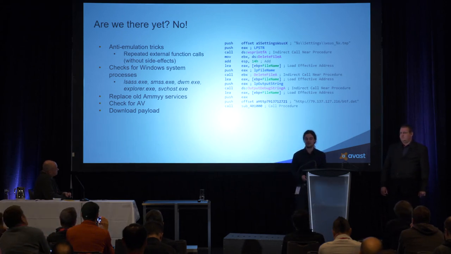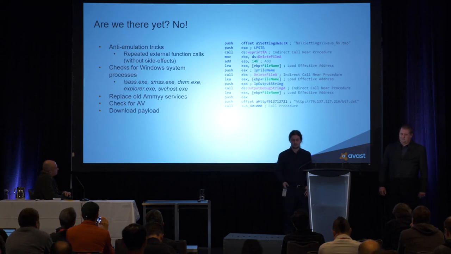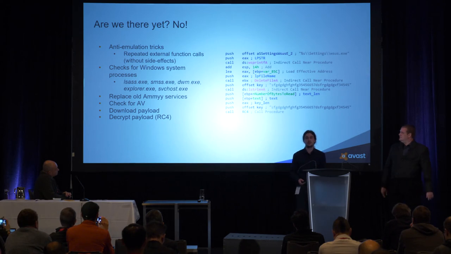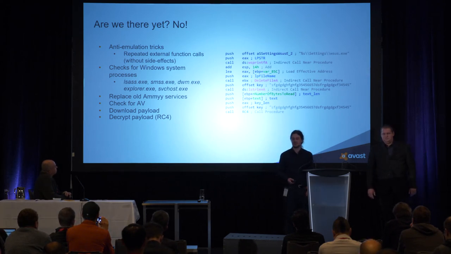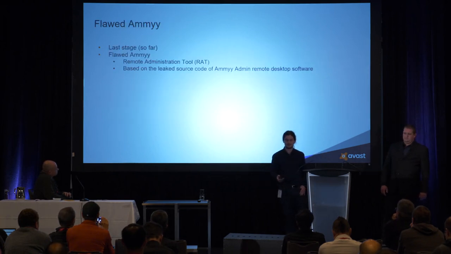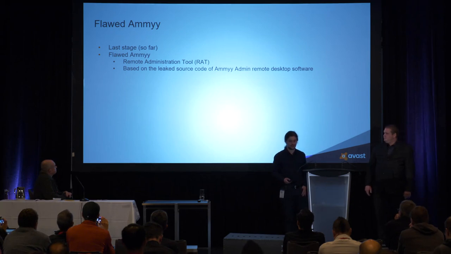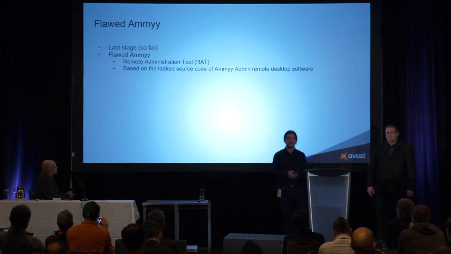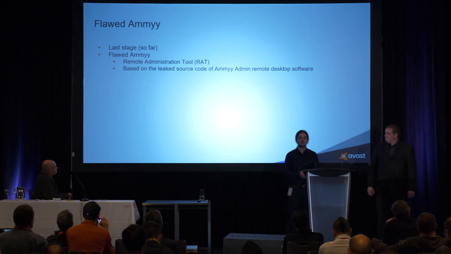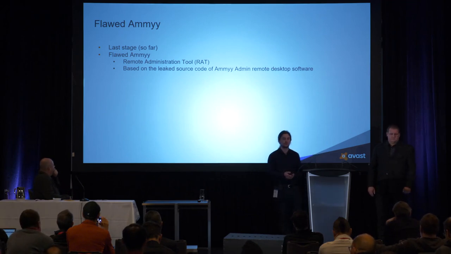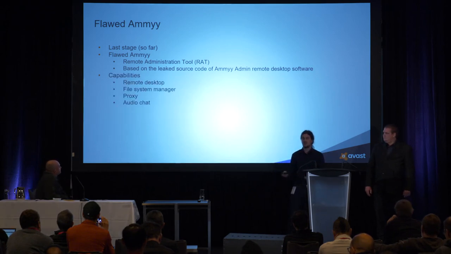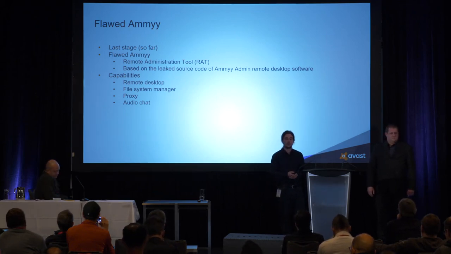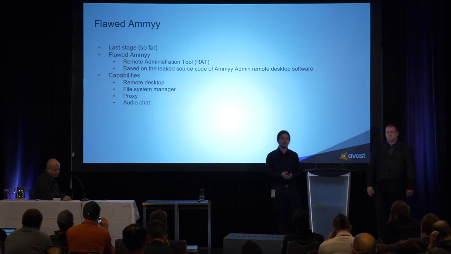As you can see on the screen, the address is again hard-coded. And the payload is encrypted. It's encrypted by the RC4 cipher. The key, again, is pretty obviously hard-coded. The payload surprisingly contained Float AMI, which is quite a common remote administration tool, based on source code that leaked several years ago from software called AMI Admin. So far, we suspect it's the last stage. We haven't been able to observe further communication or further attempts to download more stages, even though it's within the capabilities of this RAT. It can establish a remote desktop, it can move files back and forth. You can use it to establish a proxy through the client or even start an audio chat.